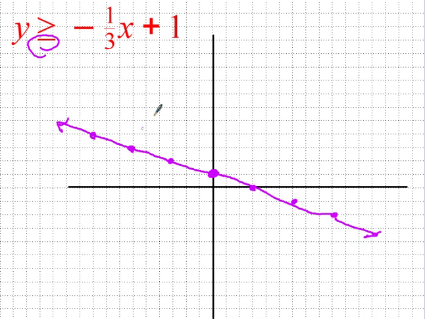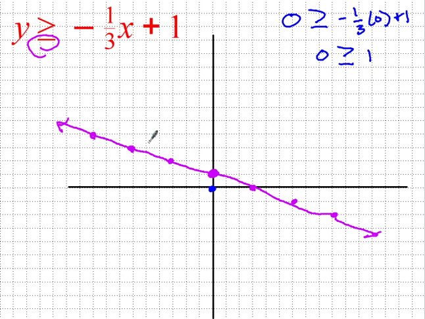It says y is greater than, so we're probably going to shade above, but I want to be sure, so I'm still going to test my point of 0, 0. So is y greater than or equal to negative 1/3 times 0 plus 1? So 0, is that greater than or equal to 1? No, 0 is not greater than or equal to 1.